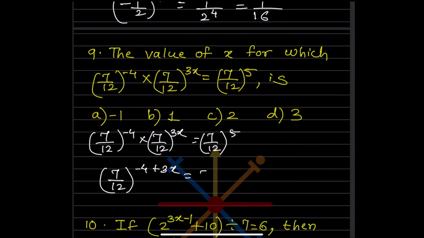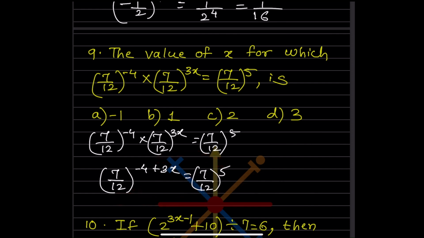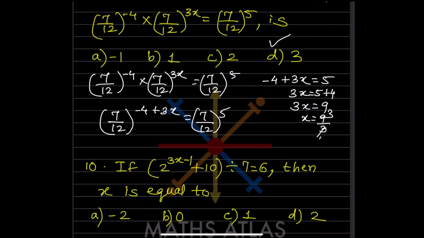So the right hand side, let us keep the same. So now you can see again here, on the left and the right hand side, the base is the same. If the bases are the same, that means the exponents are going to be the same. So now we can write over here 3x, the exponent is 5. So 3x is going to be 5, with minus 4 going to the other side, that is going to be plus 4. So 3x is 9. So x is going to be 9 divided by 3. So that is going to be 3. So the value of x is 3. So here we can see the D option.